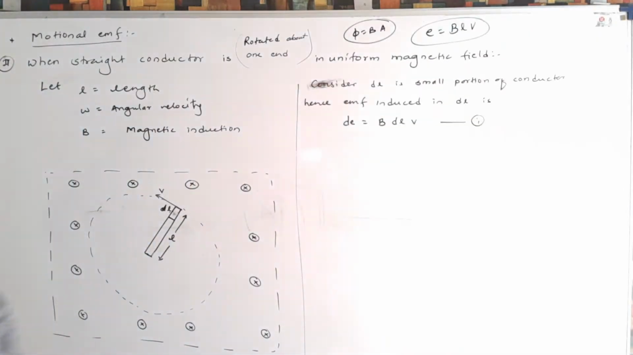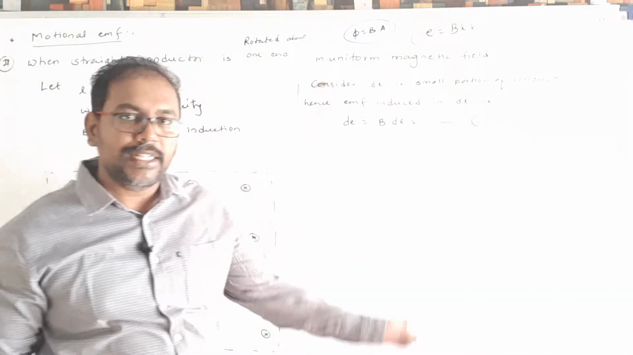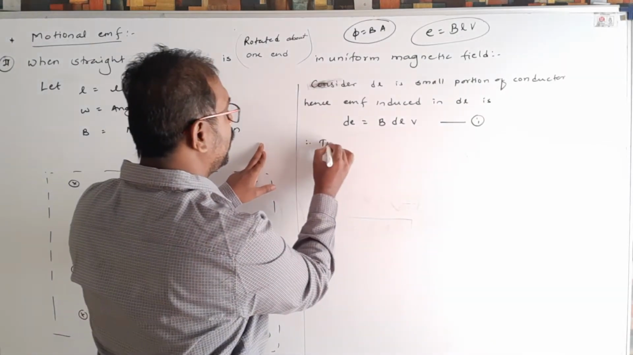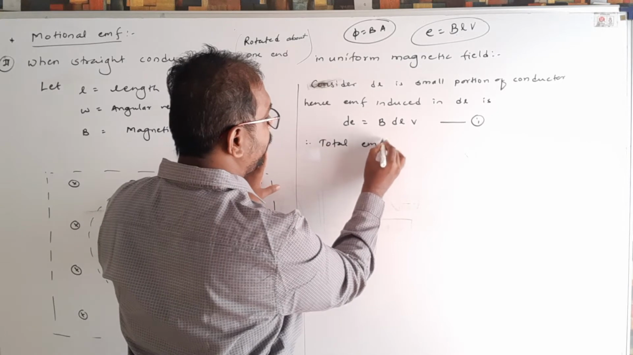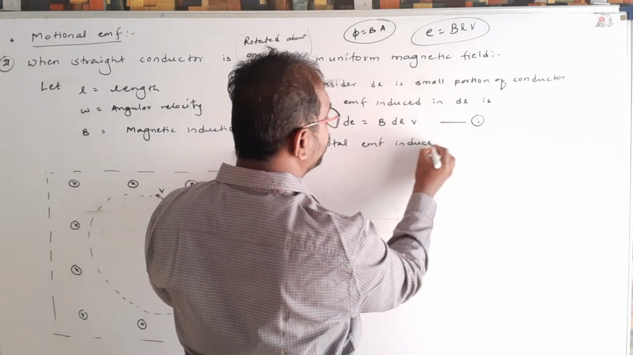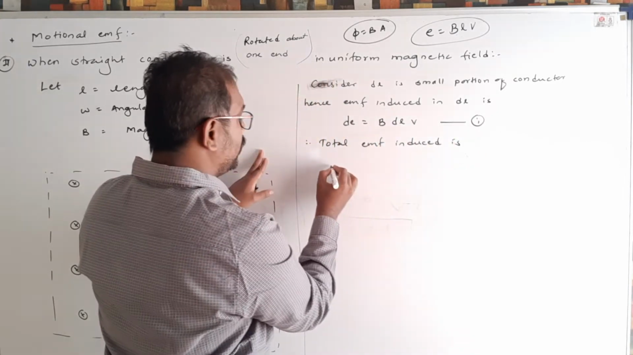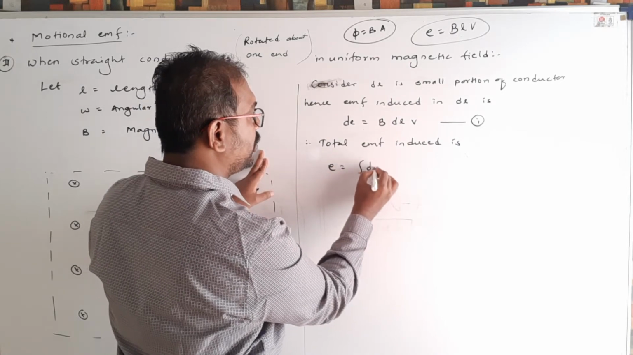Now after that, we have to find the total induced EMF. The total induced EMF we get by integrating this. Hence, the total induced EMF is E equal to the integration of this dE.